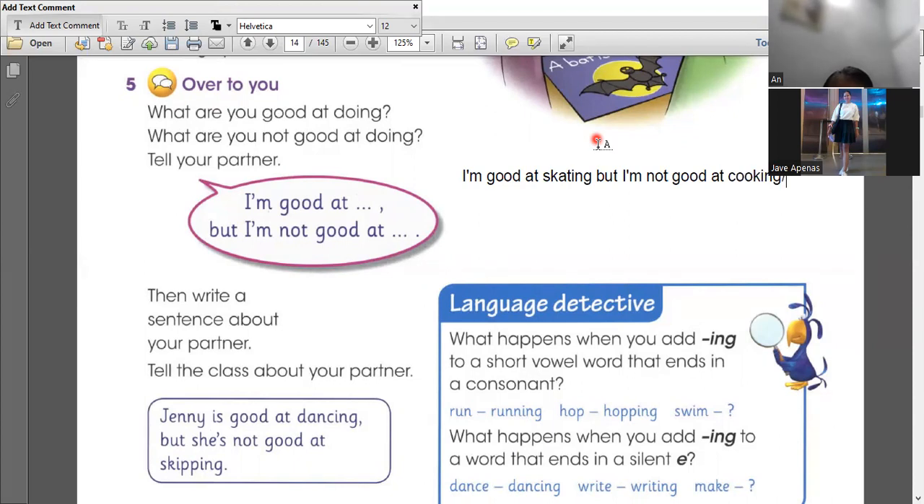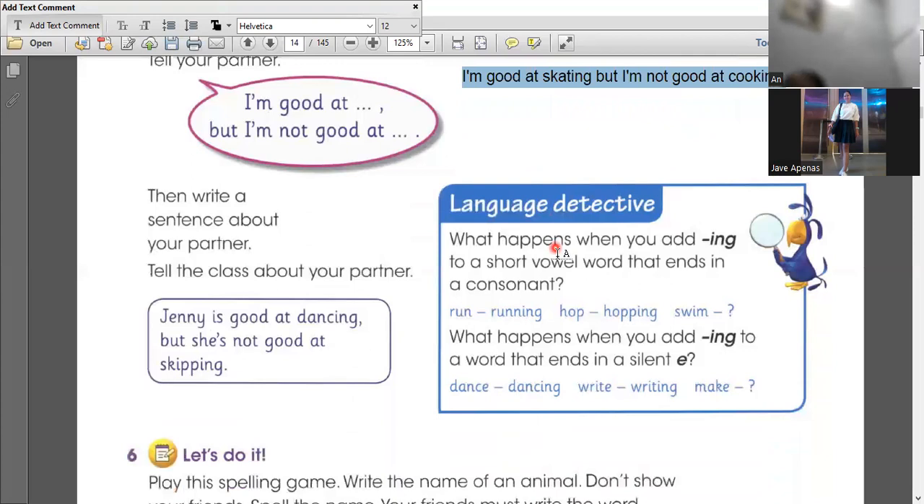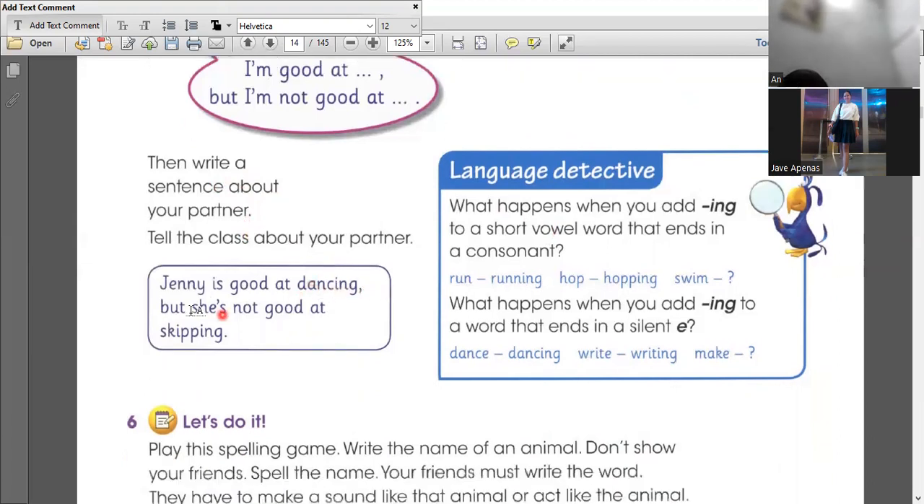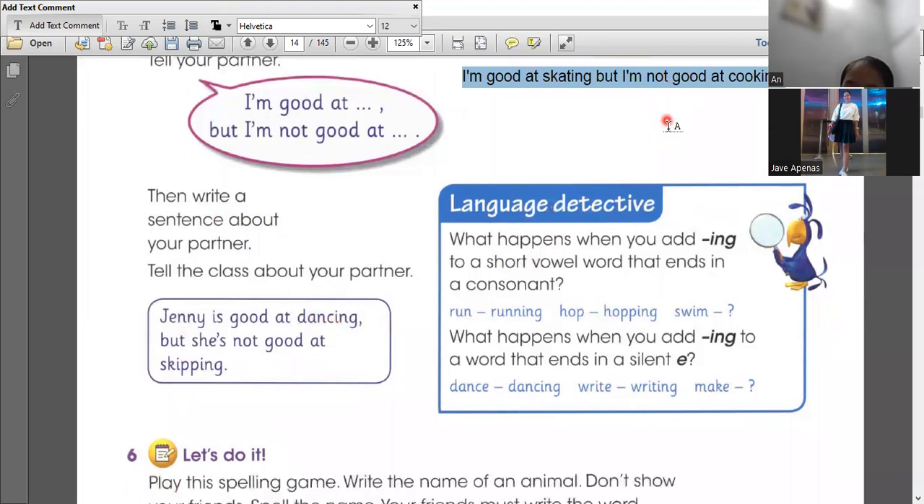Okay, now here is your sentence. So in this part, you are trying to state what you are good at and not good at. Good job. Now, we have here writing a sentence about your partner, telling things about your partner. So here it is. You have made it already.